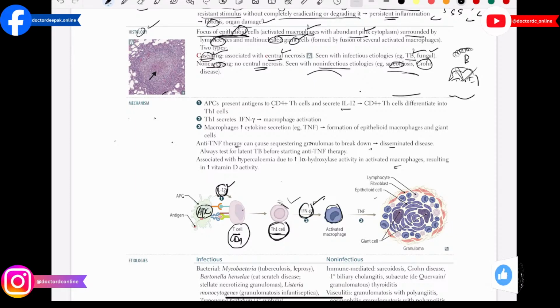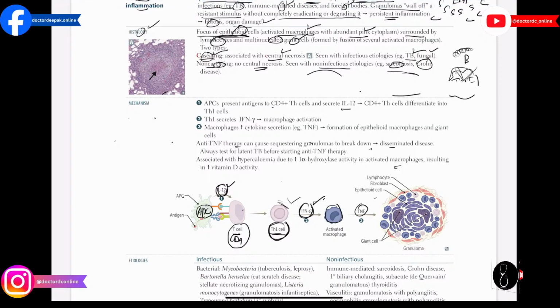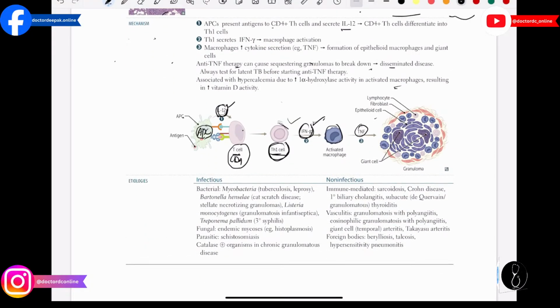When the macrophages are activated, they will secrete tumor necrosis factor, and when the tumor necrosis factor forms, it will lead to the formation of granuloma. So this is a very important point. Then after that, we have the examples of infectious and non-infectious causes of granuloma formation.